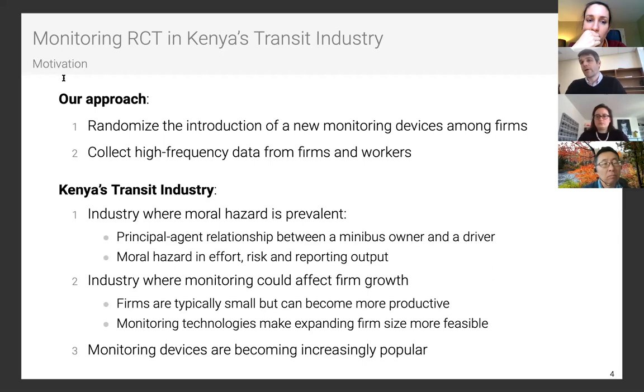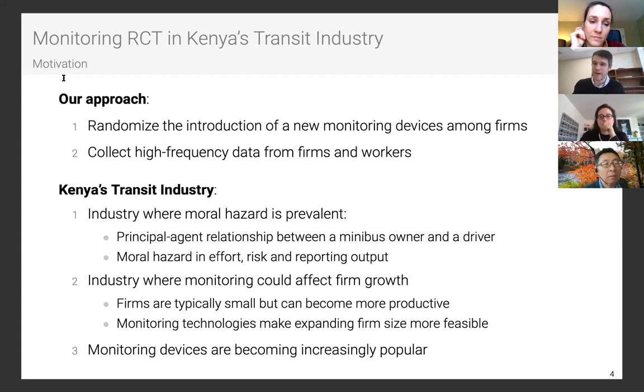And then secondly, we're going to collect high frequency data, both from the firms themselves on a daily basis, but also from their employees also on a daily basis. So where do we actually do this? The setting we're going to be in is Kenya's transit industry, or the matatu industry.